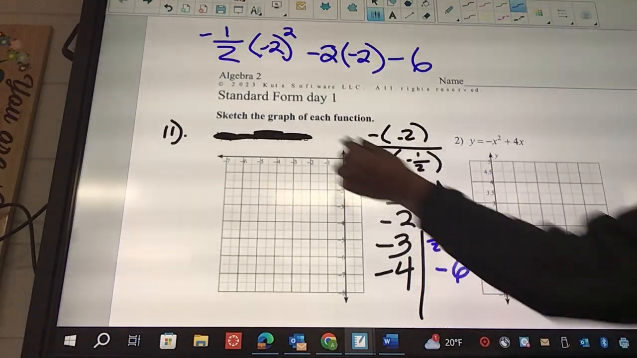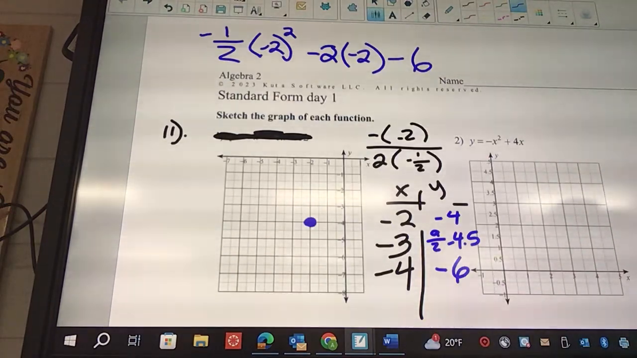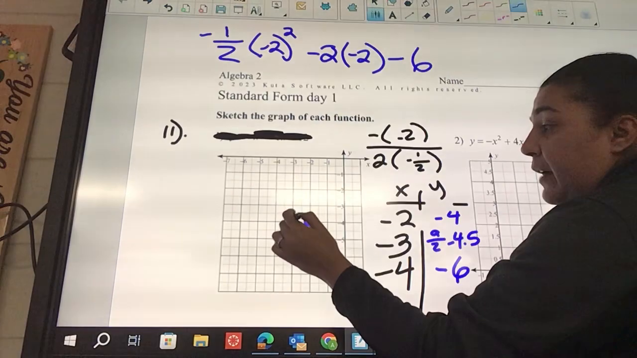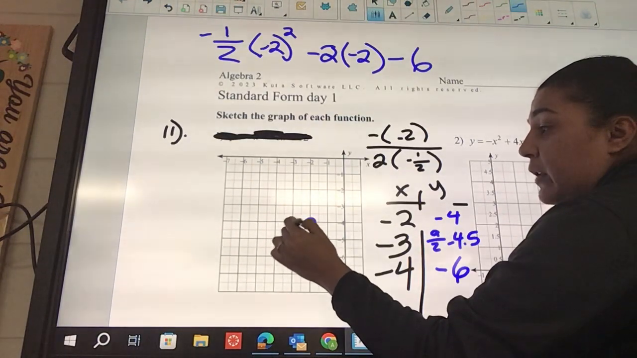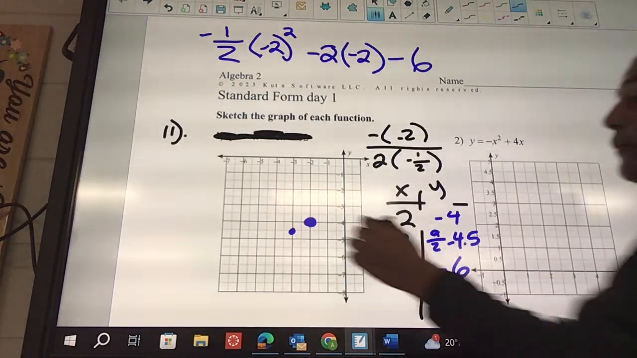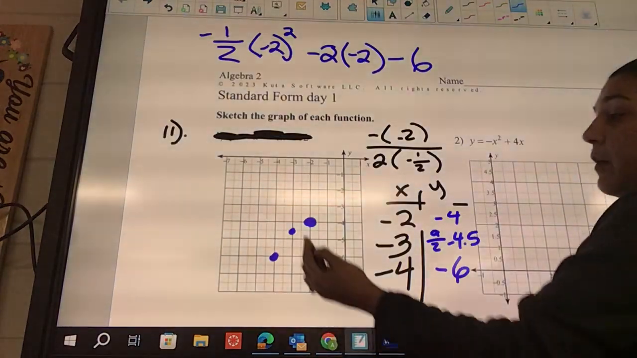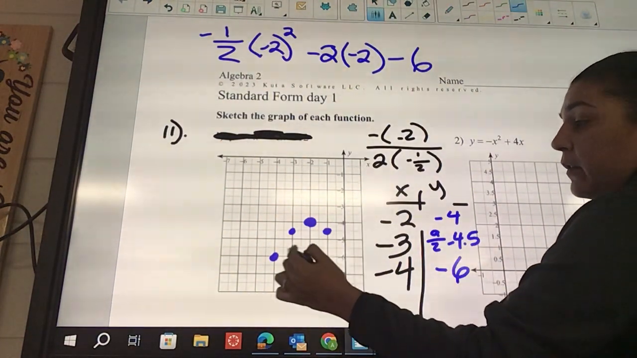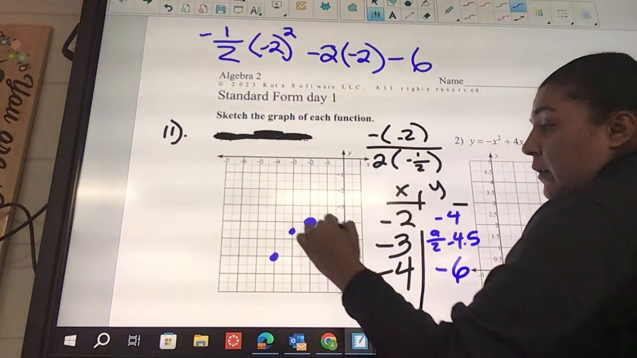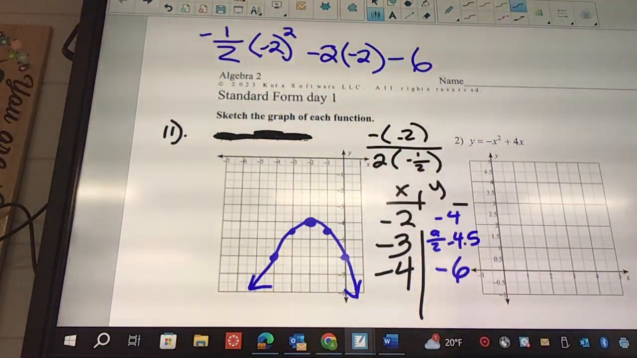So you're going to go to -2, -4, that's going to be our vertex. Again, you're just going to go over 1, and this time go to 4.5, which is going to be here, kind of in between. And then I'm going to go to -4 and 6. And so we're going to mirror those over. This is the first one that we've done.